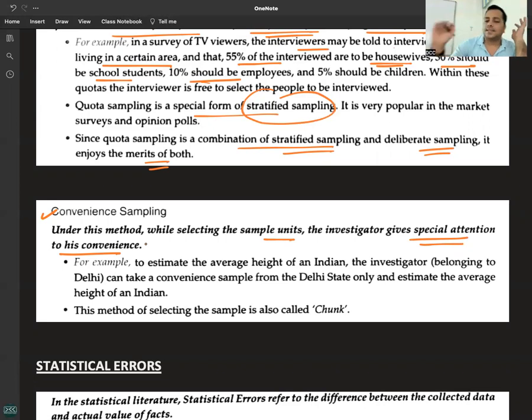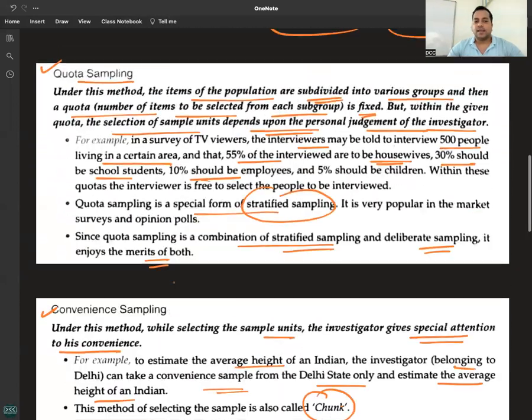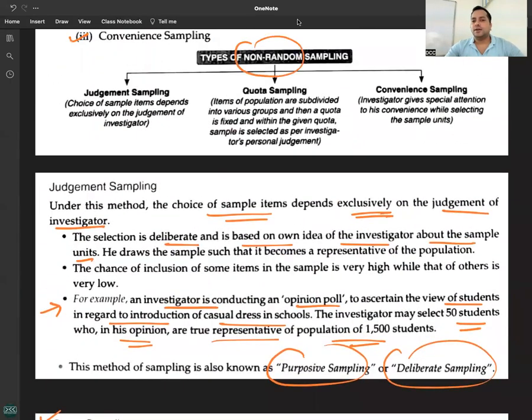Non-random, but convenience sampling. For example, to estimate the average height of an Indian, the investigator belonging to Delhi can take a convenience sample from Delhi state only and estimate the average height of an Indian. Because he lived in Delhi, he said India and Delhi are the same thing, let's survey in Delhi and give the average height of India on that basis. So in convenience sampling, the sample you select is selected according to your convenience. This method of selecting the sample is also called chunk. So these are the different methods of non-random sampling.